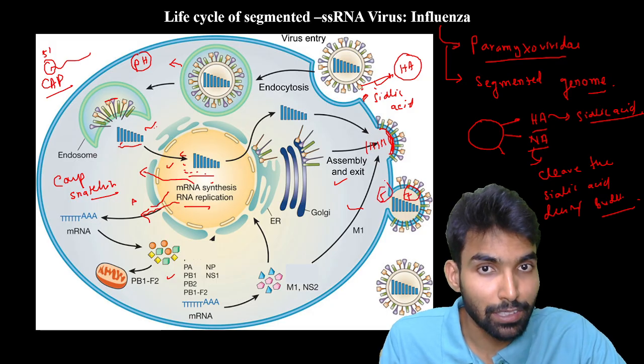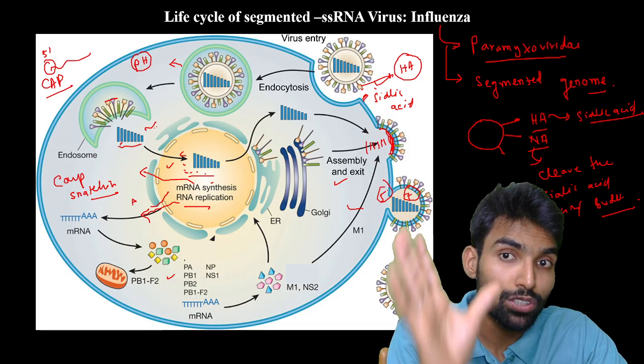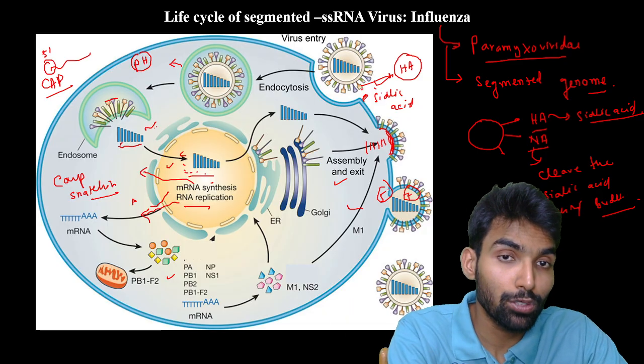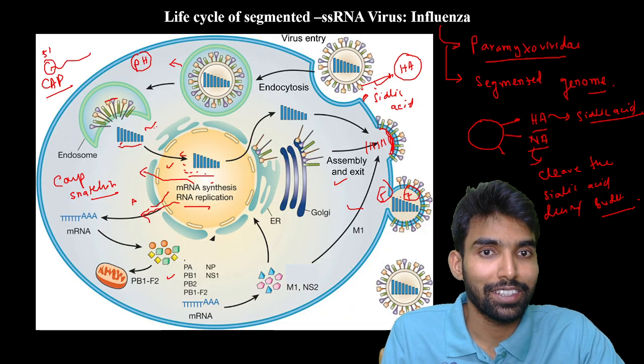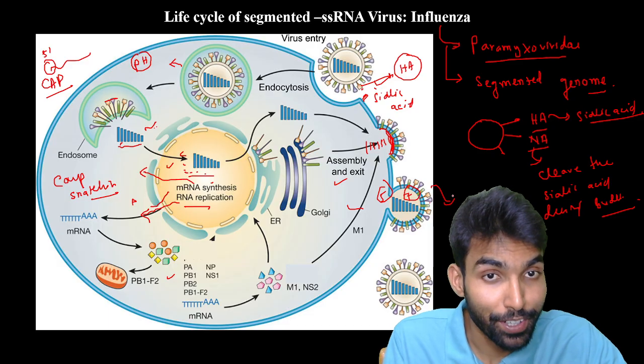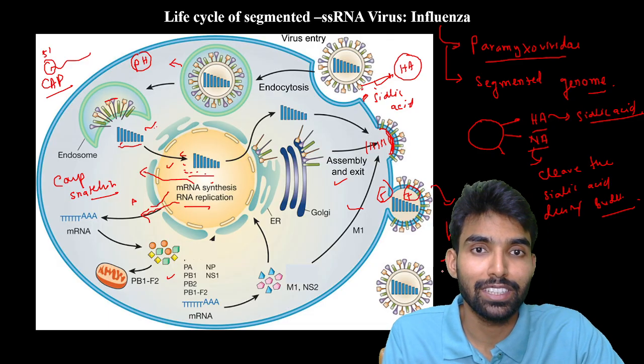Let's say 5 is coming, the virus will not bud. Only when all 8 segments of the genome come together, at that time the virus will bud. Just think and try to find out why. How clever is this virus?